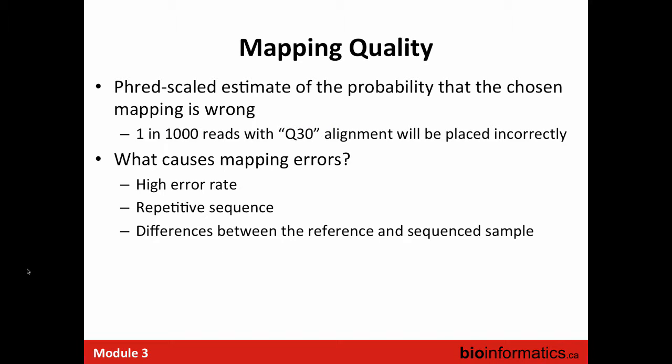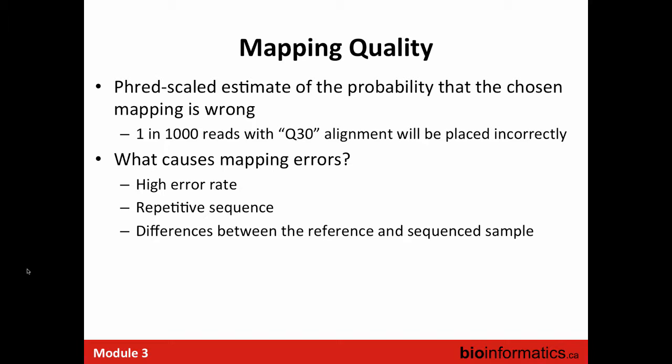We do this and we represent it using what's called a mapping quality. And just like a base quality, where we had this measure of how reliable the base was, the mapping quality is a measure of how reliable this mapping was. So in the output file for the aligner, it will say, okay, this is a Q30 mapping. And that means there's roughly a 1 in 1,000 chance that the mapper selected the wrong mapping location for that read.